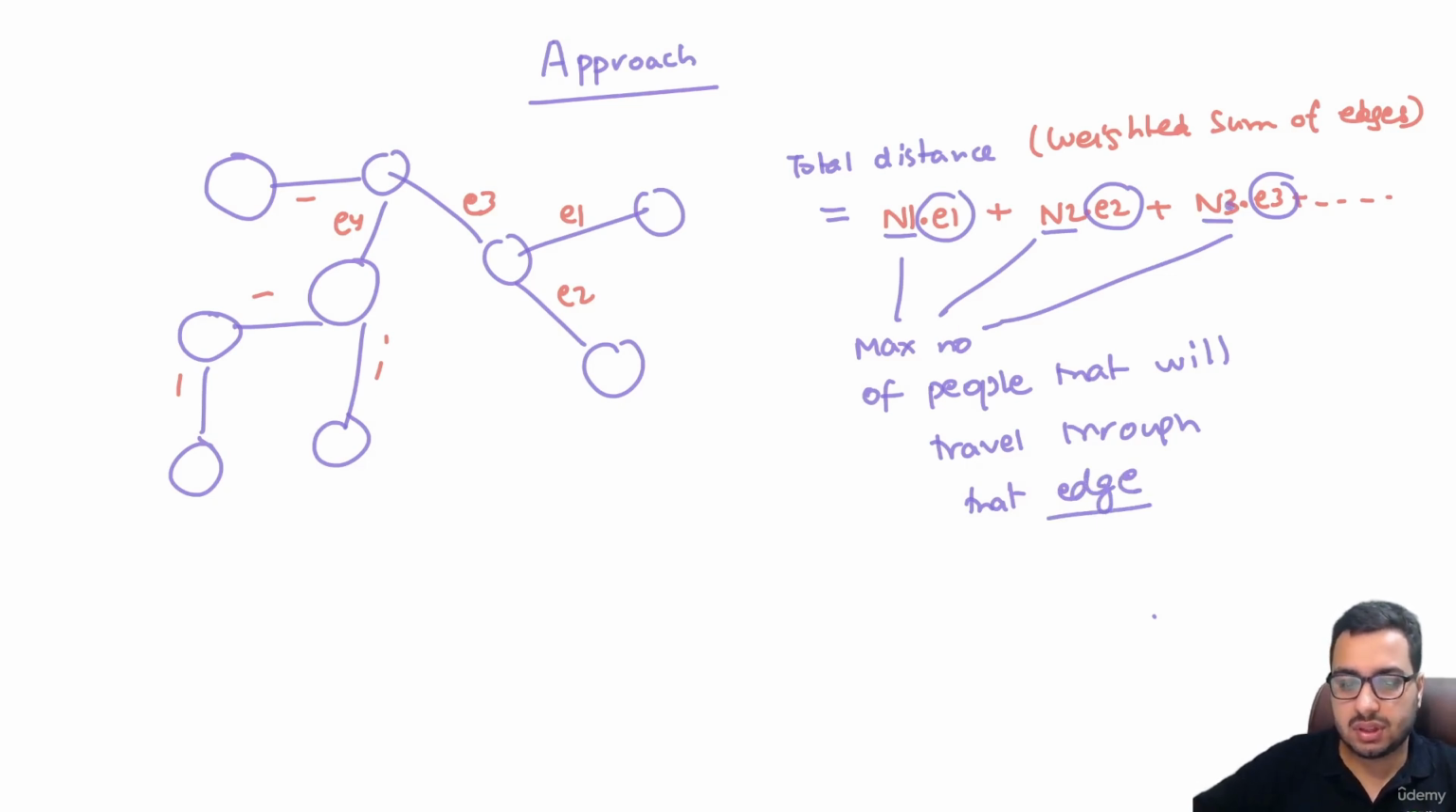Now the question is, how do we find out how many people are going to travel through a particular edge? Now let me try to figure this thing out, how we are going to do it. Let us talk about a particular edge.